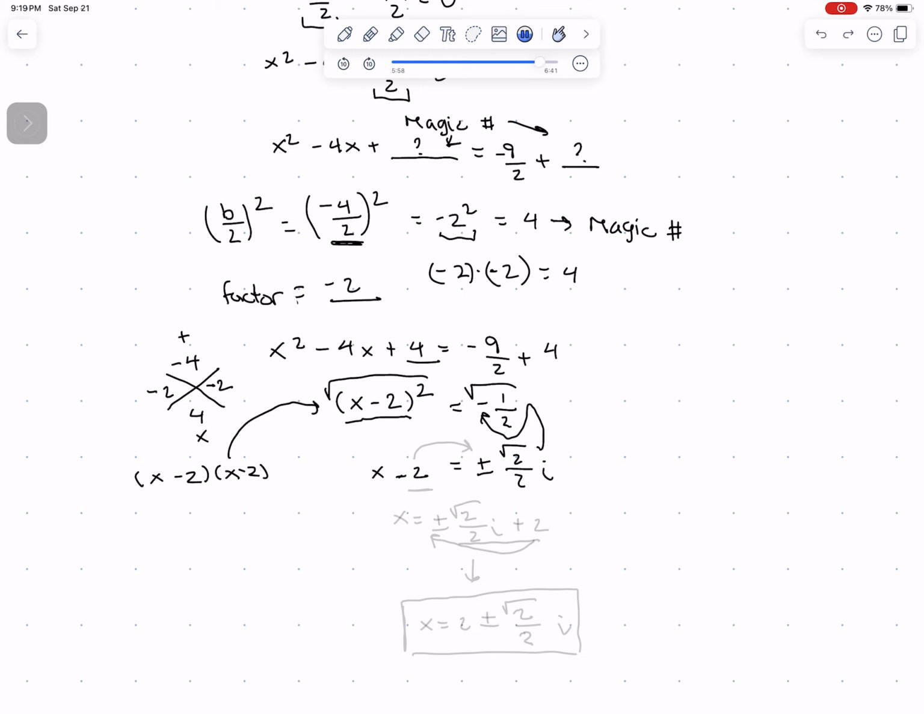So I'm going to isolate my x again. I'm just going to move this guy to the other side. So it's going to be x equals plus or minus square root 2 over 2 i plus 2, because remember, when you move it to the other side, it changes its sign. So this is technically the answer. I'm just going to rewrite it like this: x equals 2 plus or minus square root 2 over 2 i. All I did was move it in front here. But if you were to write it like this right here, this is okay. But I'm just writing it again. So this is our answer. You don't have to do anything else because we have that imaginary number. So this is how you solve it.